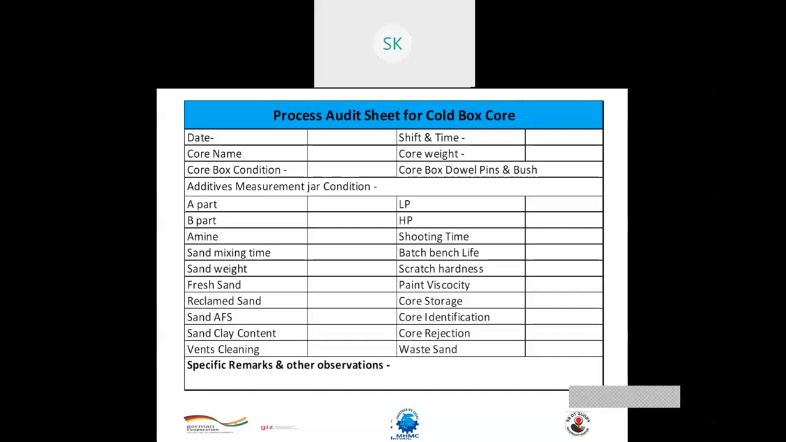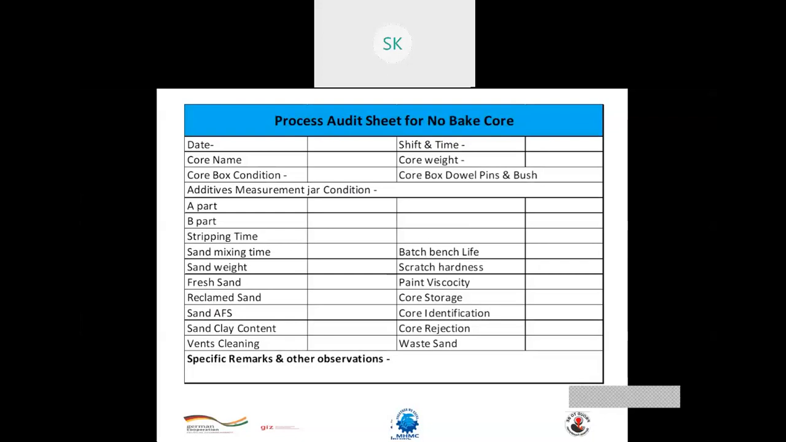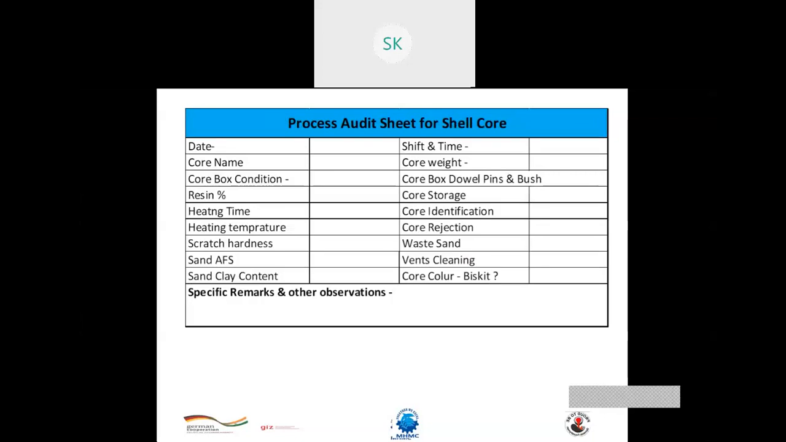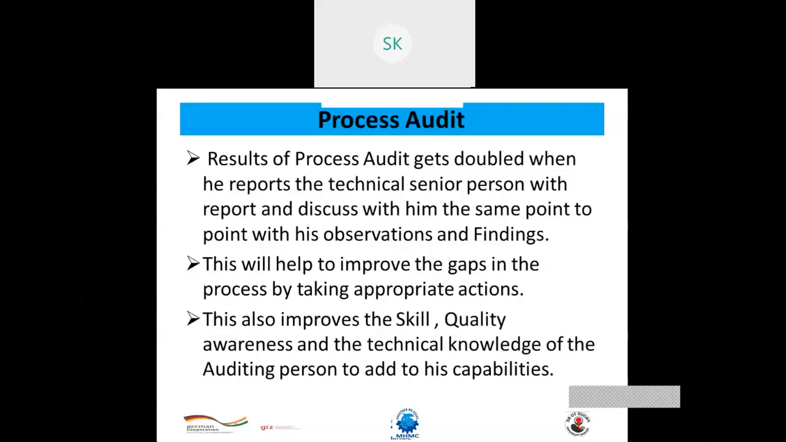This is a process audit chart for code box, where you can see bench life, scratch hardness, paint viscosity, core storage, core identification, first in, first out, sand AFS. Everything has been mentioned. Similarly, we have no bake. Similarly, we have a shell code. So all these things you can go through in the process and you can find out the gap analysis.